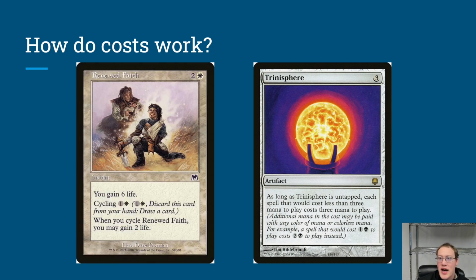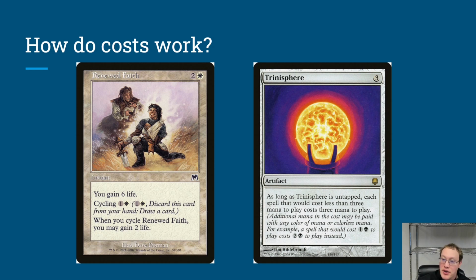So for example, if you had something like a Renewed Faith and you were going to cycle that, if you look at how cycling is worded, you can see that there's a colon in the cycling, and that indicates that the cycling is actually not casting a spell. What we're actually doing is activating an ability. And so because we're activating an activated ability, which is in game terms completely different and not related to casting a spell, the Trinisphere is going to see you do that and be like, okay, that's fine. So there's not going to be any additional mana associated with that. You would still be paying 1 and a white in order to cycle the Renewed Faith.